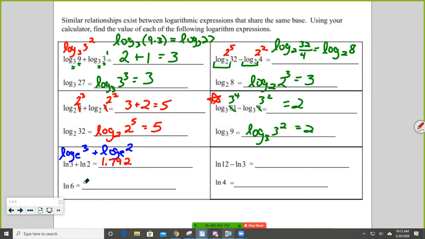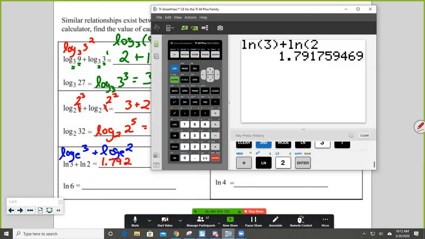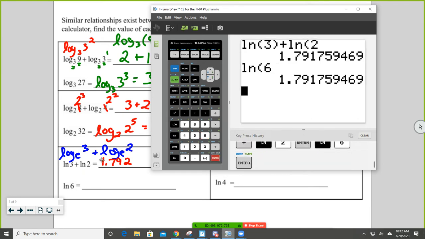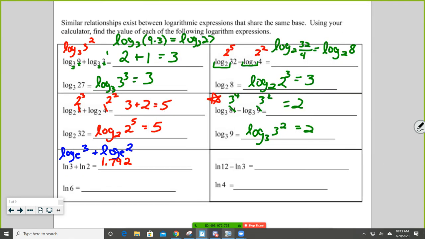And what you'll notice, if I go to my calculator and I just put in the ln of 6, I get the same answer, 1.792. Because what's happening here in ln and log land is that plus means multiply. So I can condense this down and get that. Like over here, I can condense this down in log land, that minus is a division symbol, and get the ln of 4.